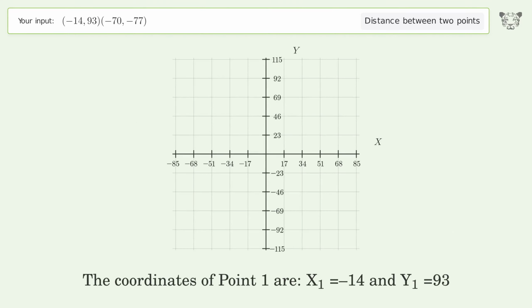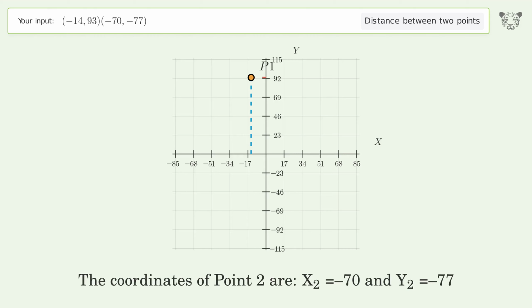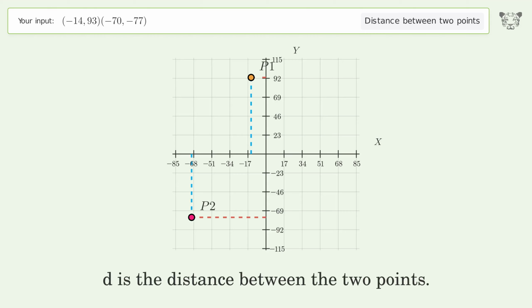The coordinates of point 1 are, x1 equals -14 and y1 equals 93. The coordinates of point 2 are, x2 equals -70 and y2 equals -77. D is the distance between the 2 points.